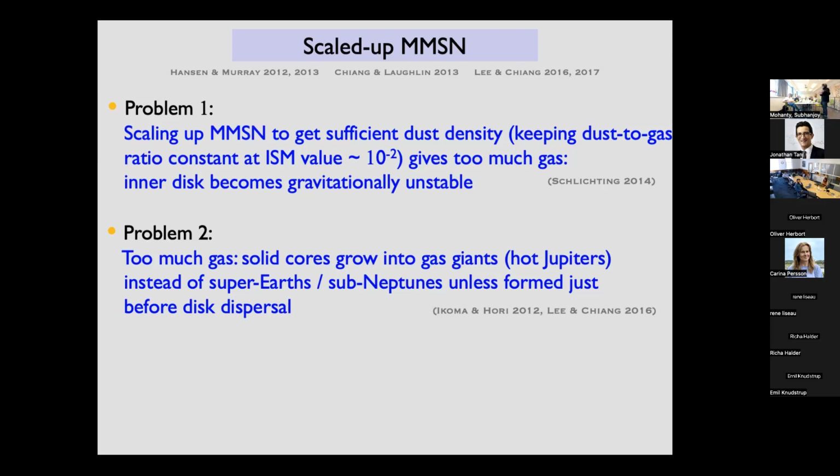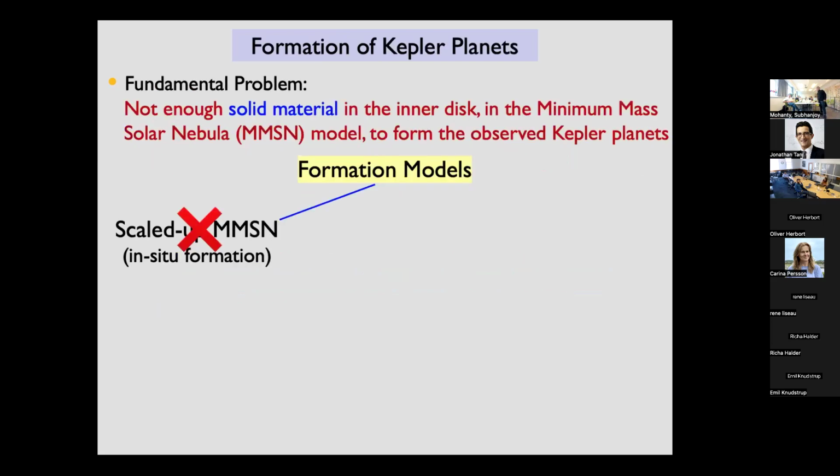Okay, hot Jupiters make up only a tiny, tiny fraction of all the planets we know, less than 2%. Okay, these guys, on the other hand, make up about 80% of all the planets we know in the inner disk. Okay, so you can't do that. So you can't simply scale up the MMSN.